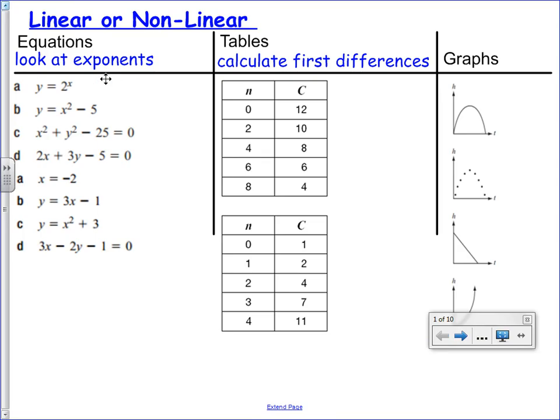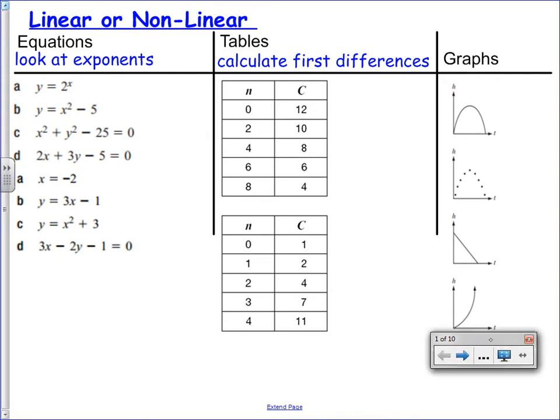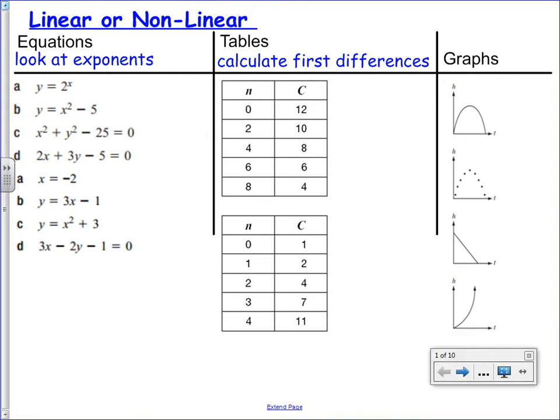Okay, so linear or nonlinear. There's three types of categories that this fits into. One will be equations, the other will be tables, the other will be visually by graphs. I have the hint here. Equations, you need to look at the exponents. If there are exponents, it is not linear. That was what we discussed.